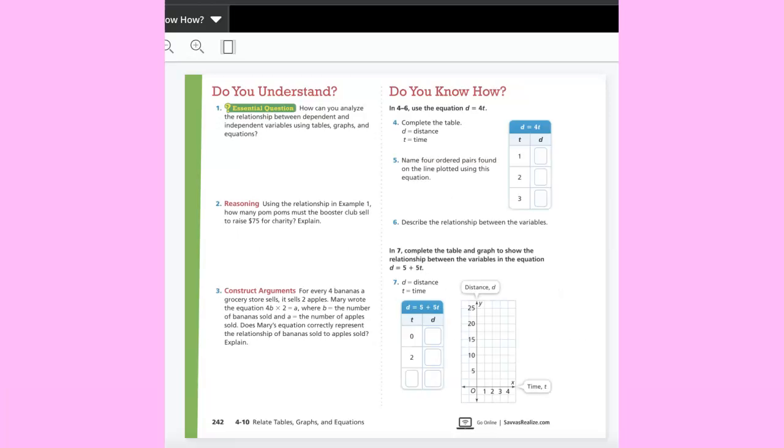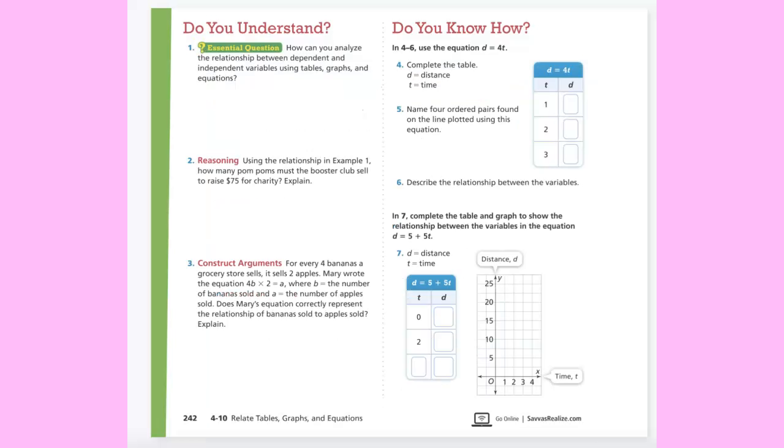Alright, so let's go on to our additional practice. So we will answer together. Do you understand? I want you to try it yourself first, and then we'll work on it together after a while. Alright, work on it and then we'll talk.